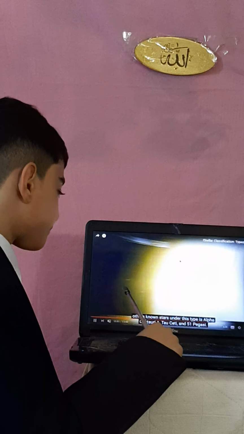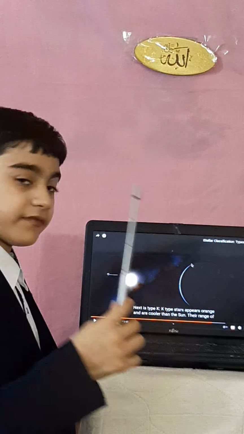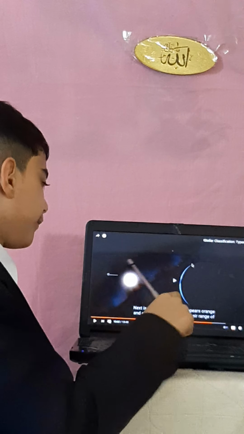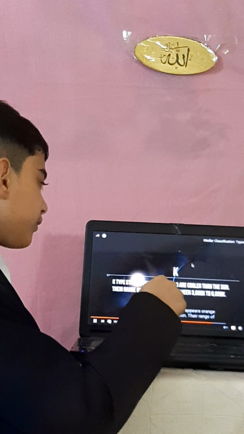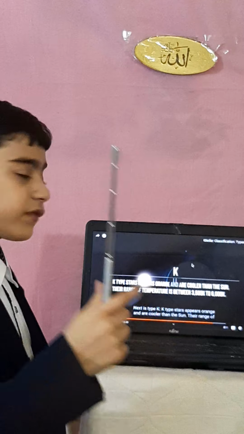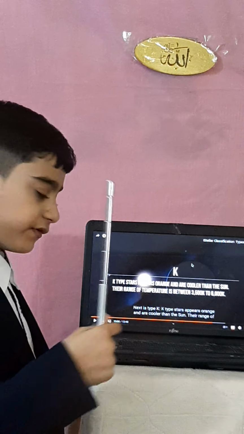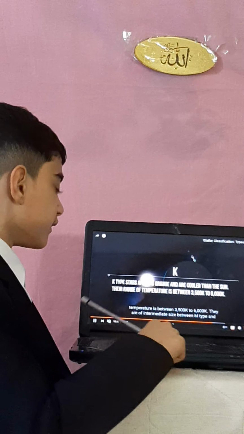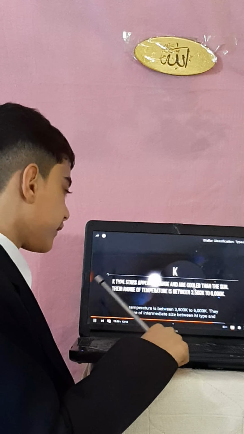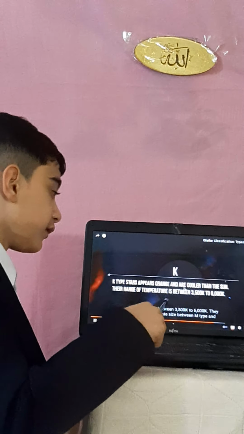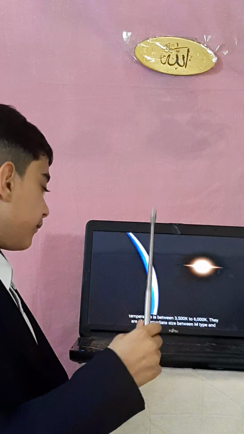And the next type is the K-type stars. They appear orange and are cooler than the sun. They range in surface temperature between 3,500 and 6,000 kelvins. That's the surface temperature of this K-type star.